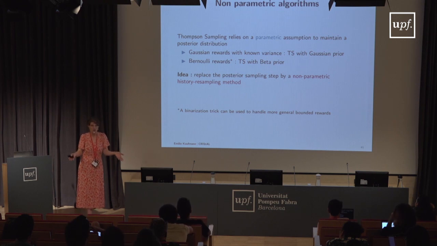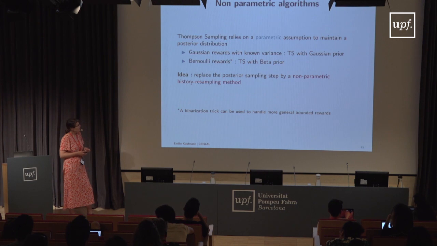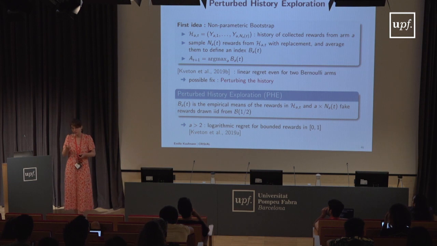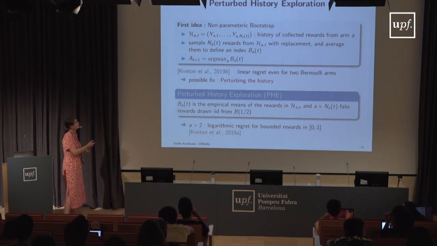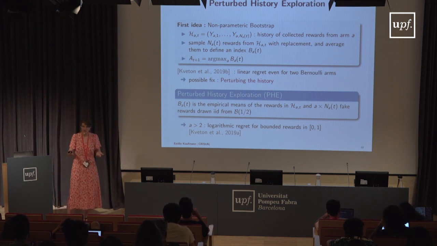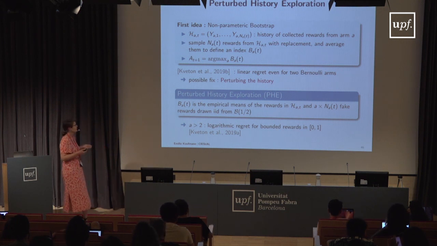which is: okay, those are the rewards I collected. Maybe they are sampled from Gaussians, maybe they are sampled from exponentials, maybe they are sampled from heavy-tailed distributions, but I don't know. I just know that I had these rewards. And so for this, a natural idea is to use what is called in statistics the non-parametric bootstrap. So you have your history, and you do not want to summarize it just with the empirical mean, because by now you have understood that plain estimators are not reliable, that we should incorporate some exploration.